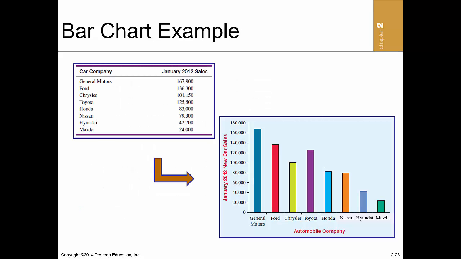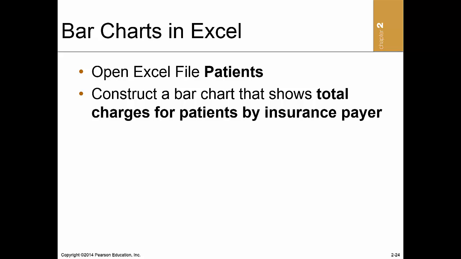This slide is an example of a bar chart depicting car companies and the respective January 2012 sales. Take note that this graph is in the form of columns. The automobile company is on the horizontal axis and the new car sales variable is on the vertical axis. Go ahead and open Patients from the Excel files and we'll learn to build a bar chart.